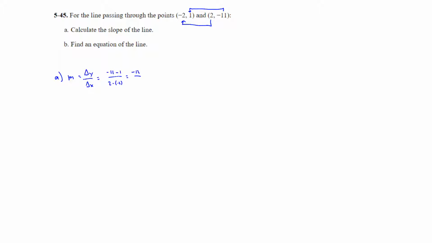That's negative 12 on top. And then 2 minus negative 2 is not 0. It's minus a negative, so it's plus 2, which would be 4. So your slope is negative 3. So on part A, our slope of the line would be negative 3.